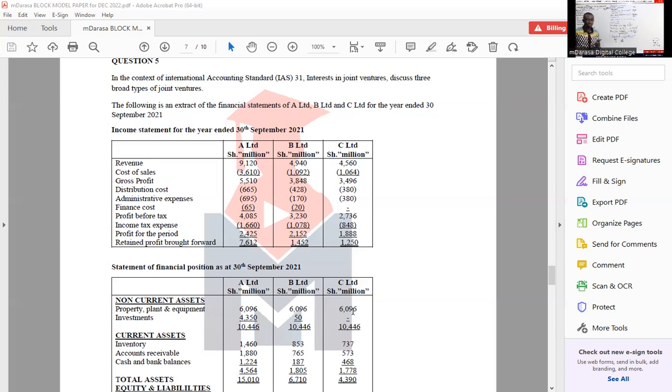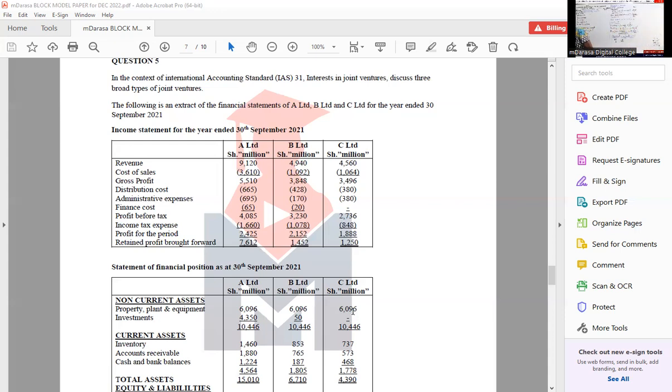The same case, we copy and paste on a line-by-line basis. For cost of sales, I'm having 3610. We add 1092, apportioning 9/12. We deduct intercompany sales. Then you are also required to add UPS, the unrealized profit, which you determine here to be 10. Then we add any depreciation undercharge. If it is overcharge, we are supposed to deduct. In our case, we had depreciation undercharge.